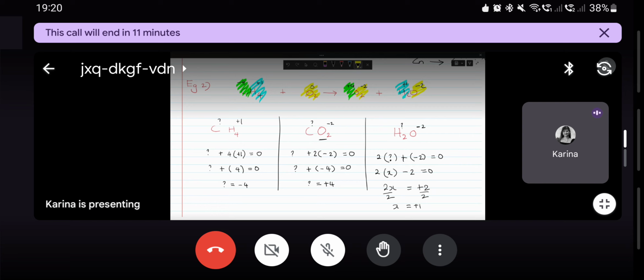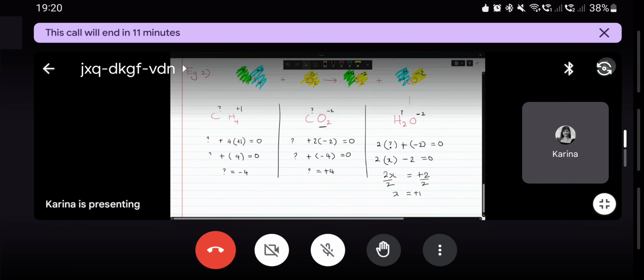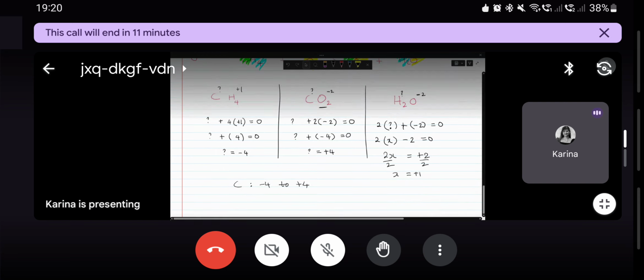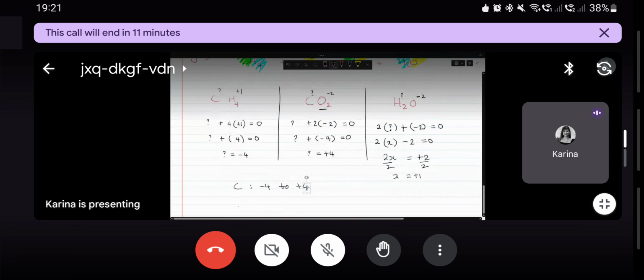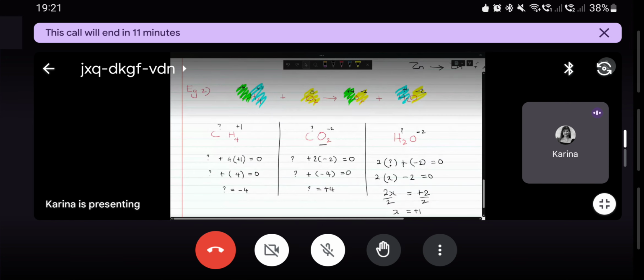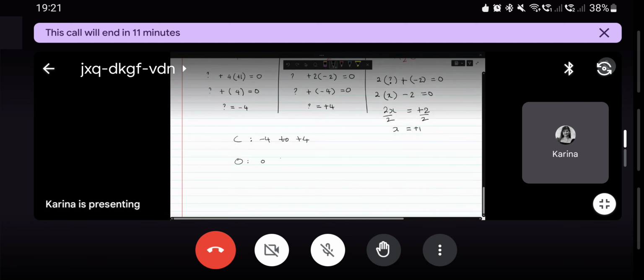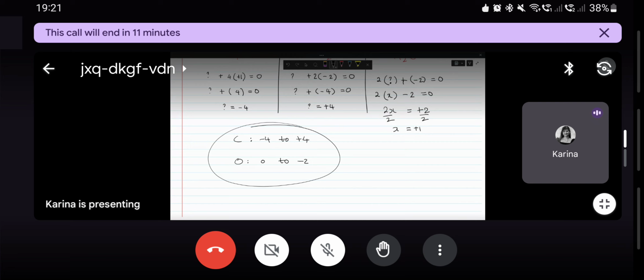Okay, so we can clearly see which substances' numbers are changing. Let's write it down. If we look at carbon first, our number is going from a -4 to +4. Let's just write down both and then we'll analyze. And then for oxygen, the oxidation number is going from 0 to -2. So always when we're dealing with these examples, you want to get to this point and then you can ask yourself, is there a loss or gain of electrons?